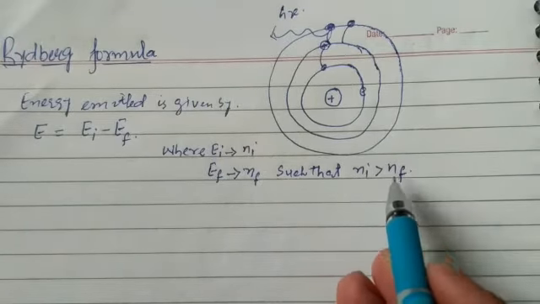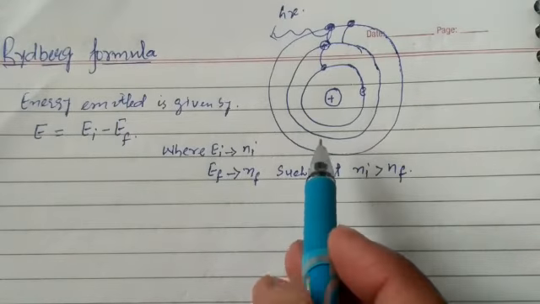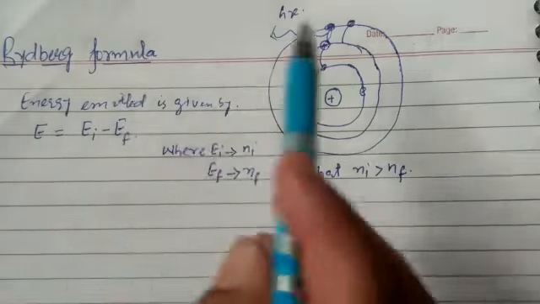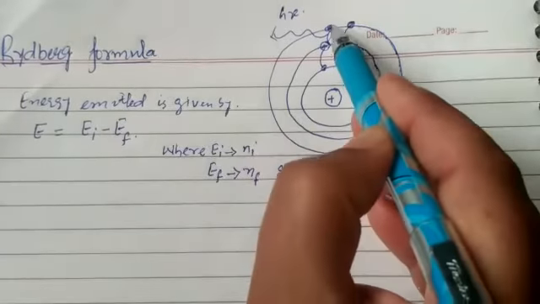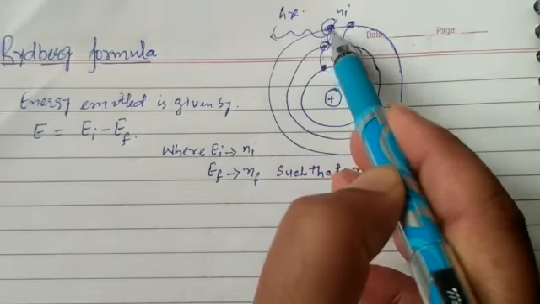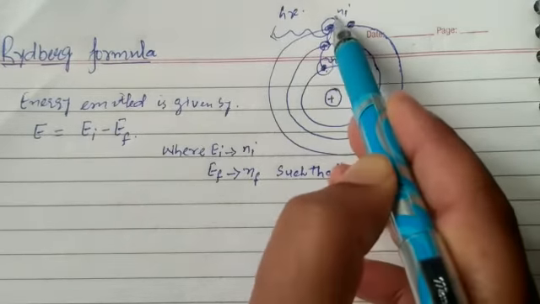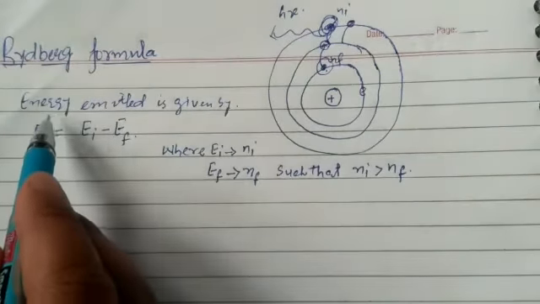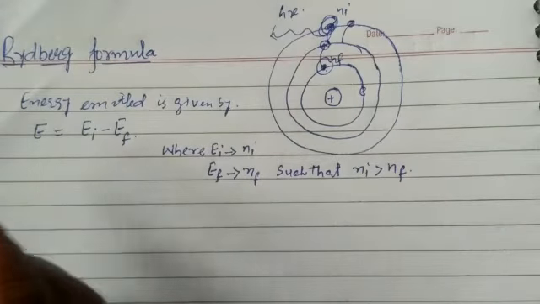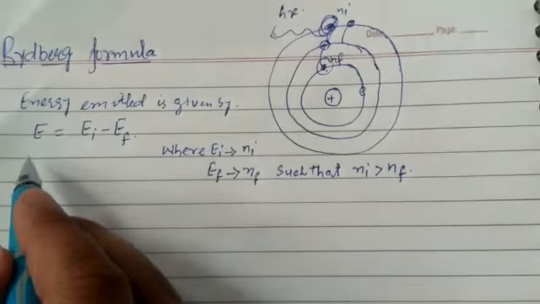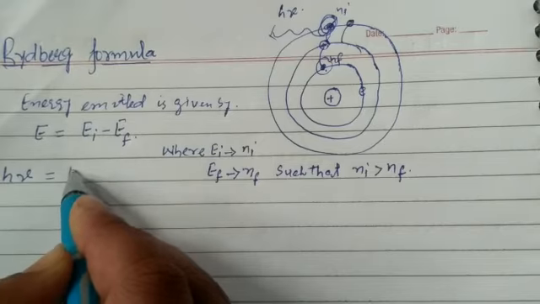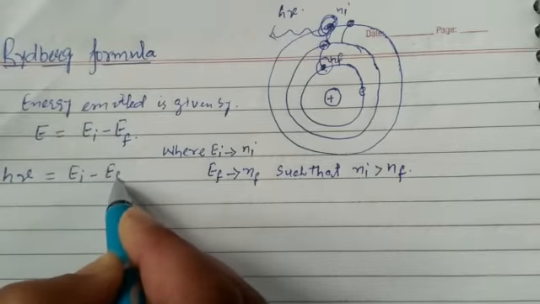Once ni is greater than nf, the energy in the ni level will be less negative, that is a bit positive as compared to this. Let's suppose this is some ni and this is some nf. So this has a bit higher energy as compared to this; this is more negative, this is less negative. So the energy of the emitted photon is given by E equals to Ei minus Ef, or E is h nu equals to Ei minus Ef.